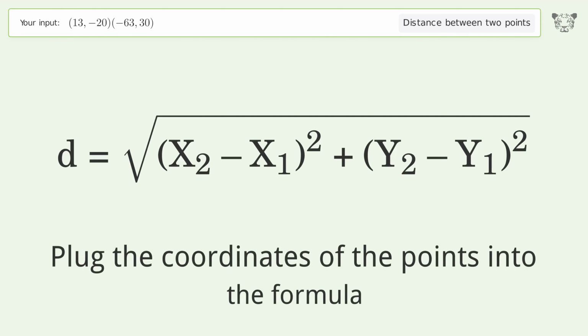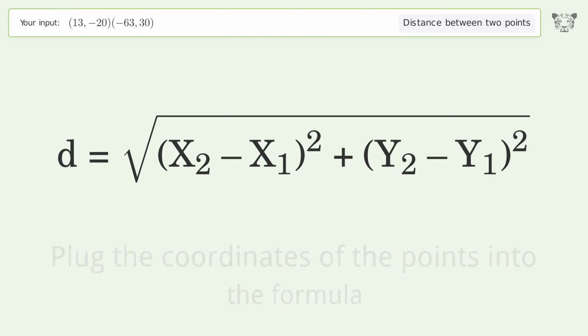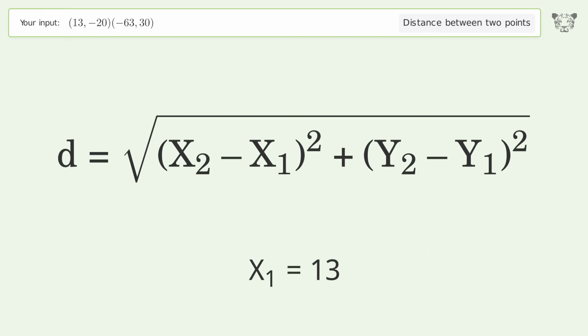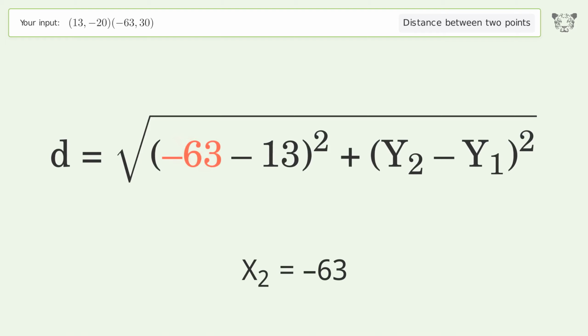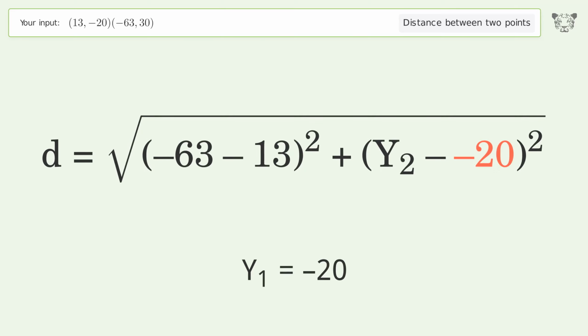Plug the coordinates of the points into the formula. x1 equals 13. x2 equals -63. y1 equals -20. y2 equals 30.